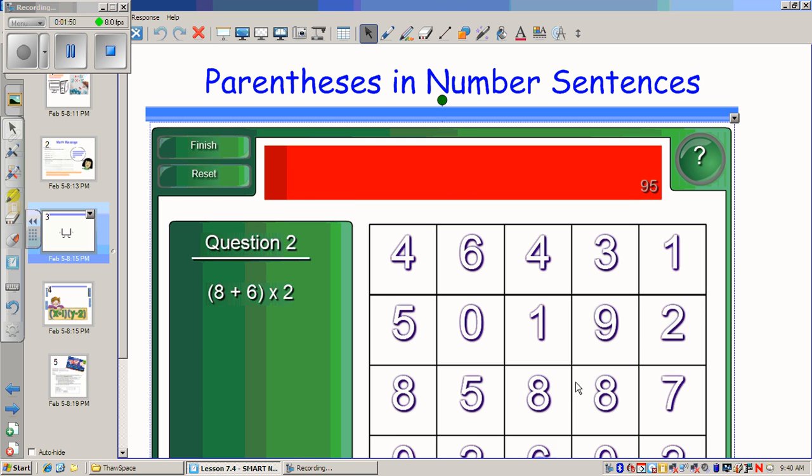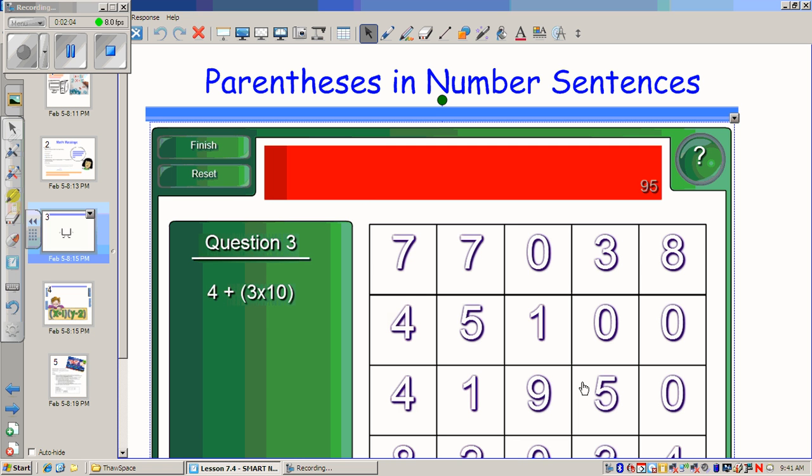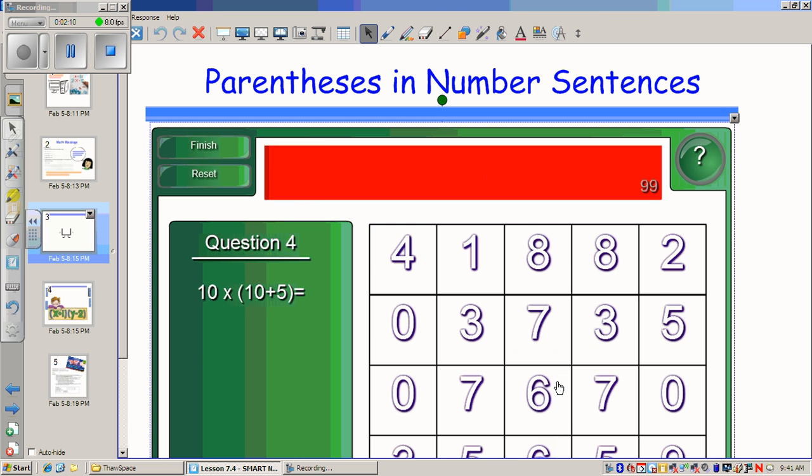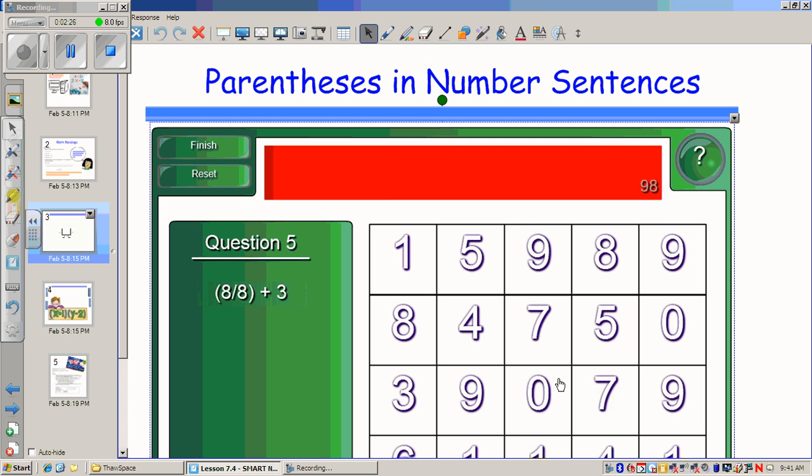Okay, let's try another one. 8 plus 6 is 14, times 2 is 28. Where's my 2? There we go, 28. All right, let's try another one. 3 times 10 is 30, plus 4 is 34. Okay, we'll do one more together. 10 plus 5 is 15, times 10 would be 150. Hopefully you're following that with me, right? Perfect. And we'll do one more. 8 divided by 8 is 1, plus 3 is 4.